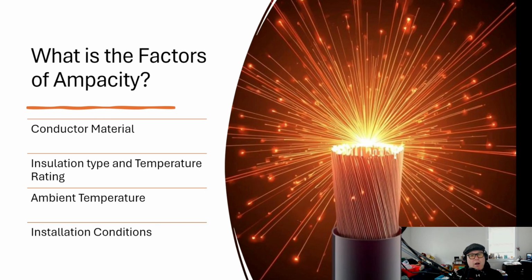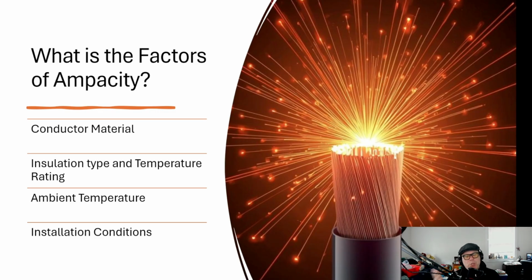So what are the factors of ampacity? The factors are, number one, conductor material, copper versus aluminum. Copper can handle more current flow than aluminum. And aluminum is special. You have to treat that a certain way. I know in the state of Delaware and some houses in Pennsylvania, they have aluminum wiring. You got to use special devices. You can't just use any device. You got to use a device that's rated for it. Very important, the material.